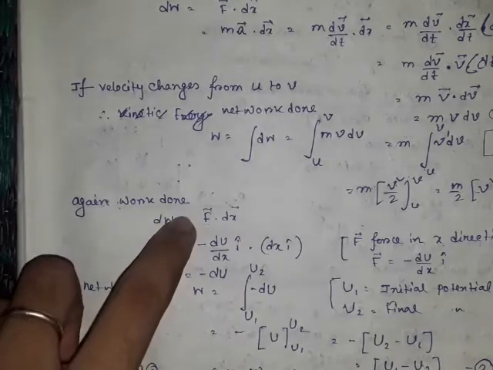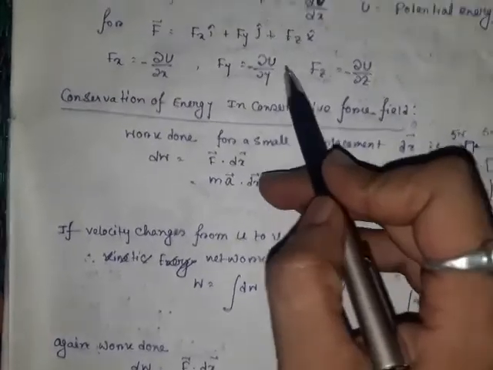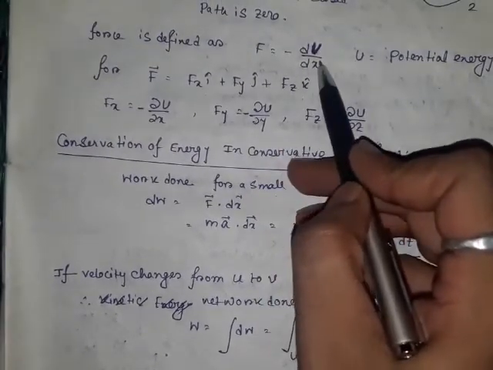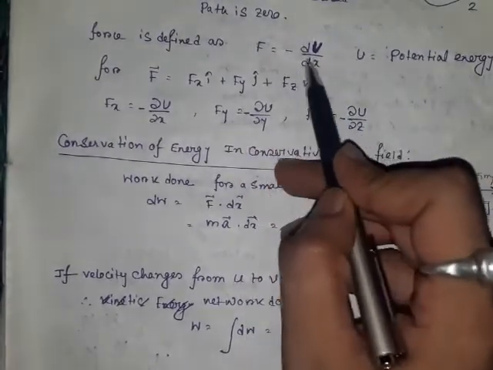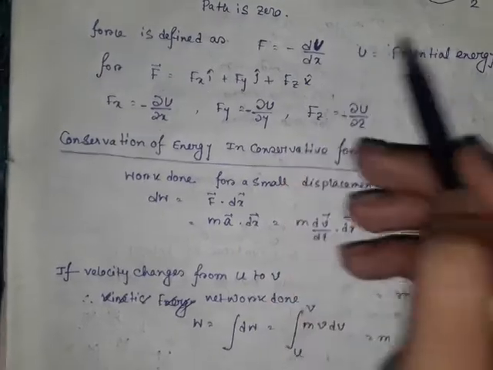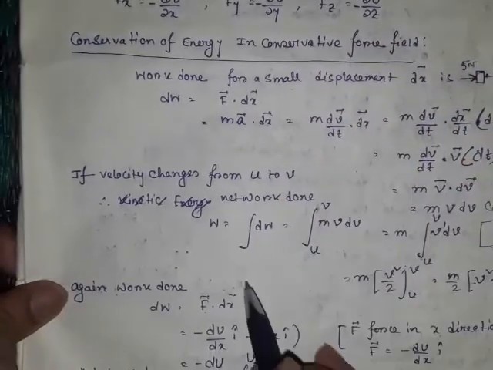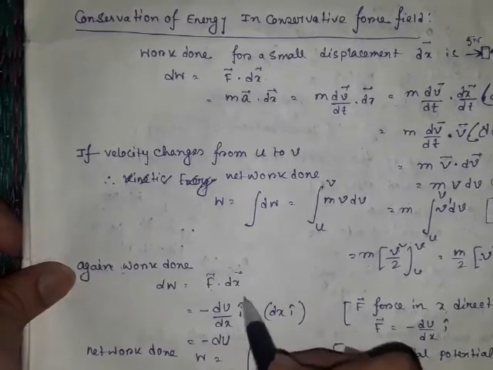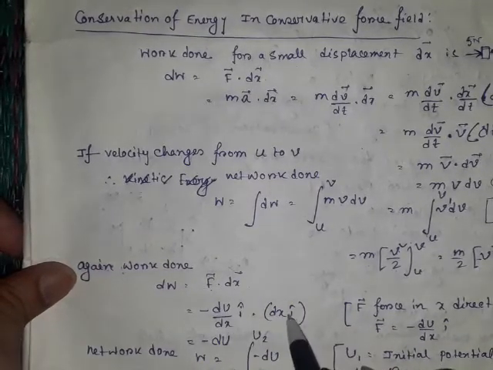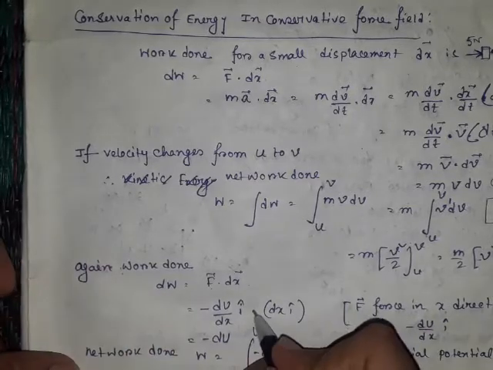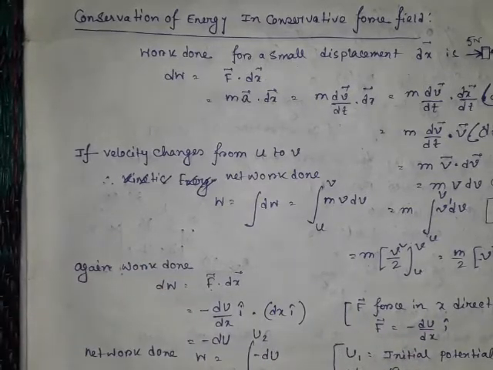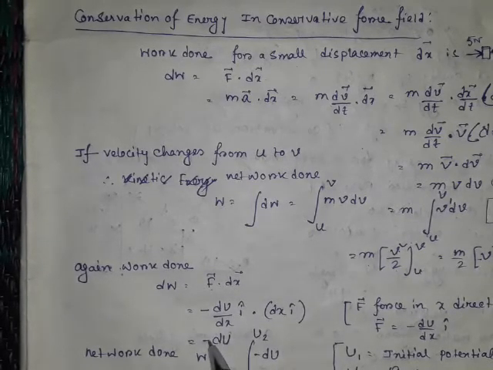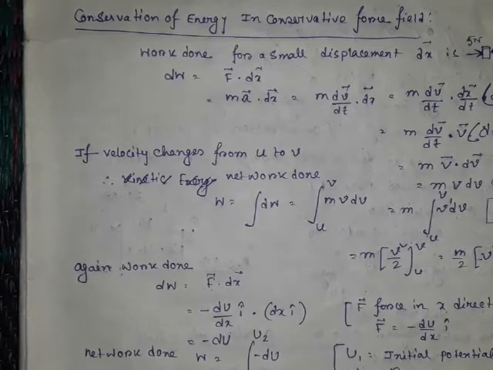So the force, from the previous expression, is minus dU by dx, and force is a vector and the direction is in the x direction. That means the value is minus dU by dx and direction is i cap. And dx vector can be written as dx into i cap. The dot product i dot i will give you 1. So it will be minus dU by dx into dx, dx will cancel, you will get minus dU.